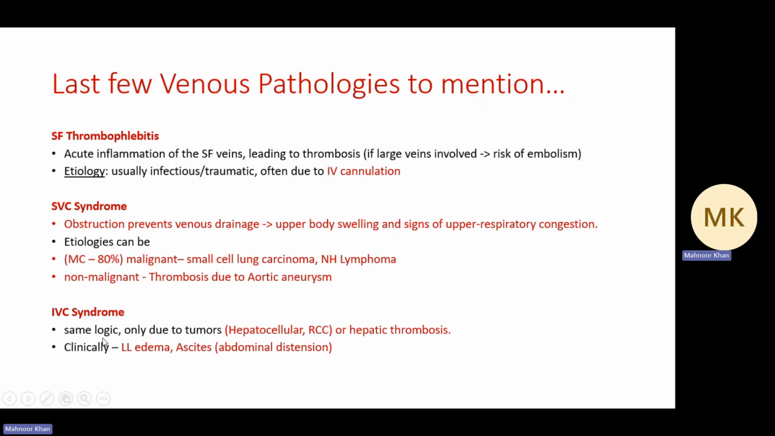Inferior vena cava syndrome, when your inferior vena cava is not able to drain the venous blood, is due to obstructions. Again, due to malignancies, tumors, but this time from the lower part of your body, like hepatocellular carcinoma and renal cell carcinoma, or hepatic thrombosis. Clinically, what do we see here? Lower limb edema and ascites, abdominal distension. So very logical. Just use your mind, and you can tell how the presentation of the patient will be, if it is IVC or SVC.